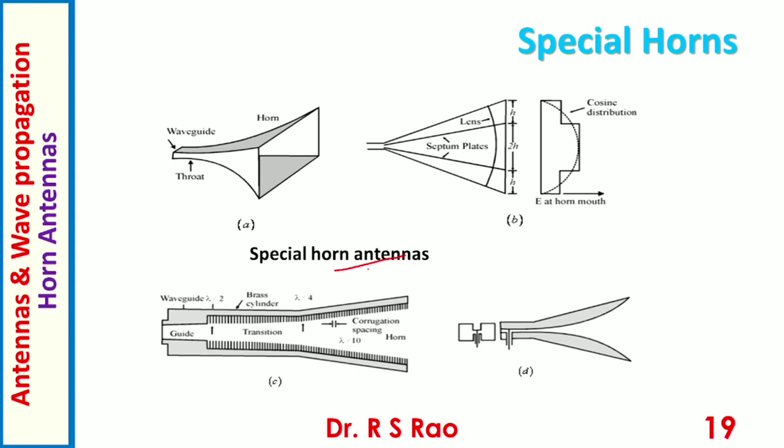Here are shown the special horns. This is a tapered horn. This is a septum horn. This is a corrugated horn. This is a ridge horn. Here is a ridge.